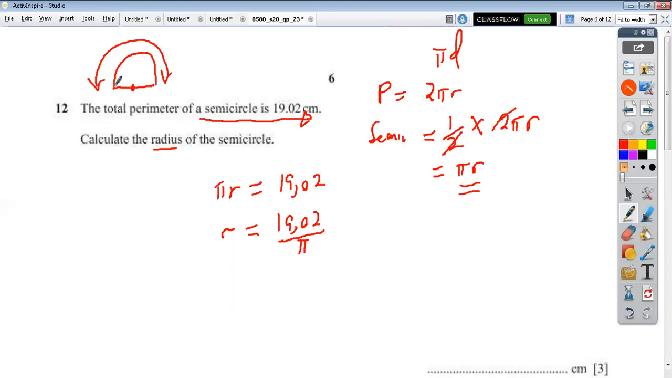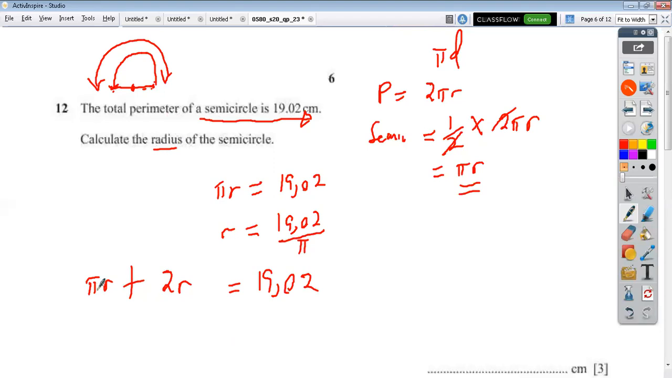For perimeter, I actually have to add this diameter. Can you see that? Because I'm saying this plus that. So what's the correct formula for perimeter of a semicircle? The curved part is what we said, pi r, plus diameter, which is 2r. That gives you 19.02. Always remember that. This gives you the curve, but plus that because we're taking perimeter.